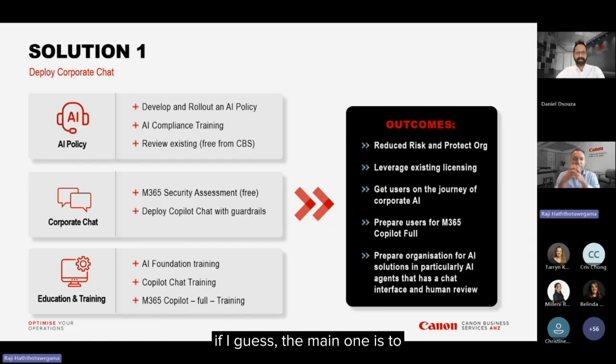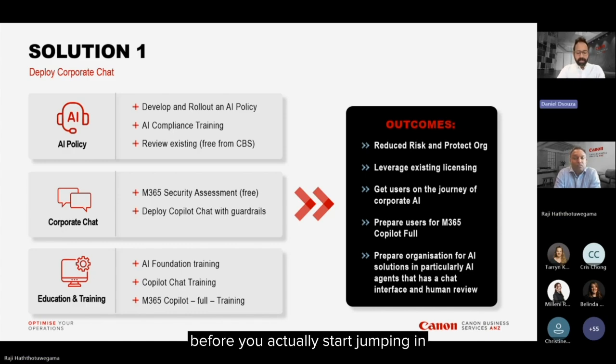Okay, the first challenge. I guess the main one is to reduce the risk of your organization, your users, cutting and pasting stuff into public LLMs. I'll hand over to Dan to talk about the work we do around deploying your corporate chat and the policies and everything, which is also relevant to one of the questions. Yeah, thank you, Raji.